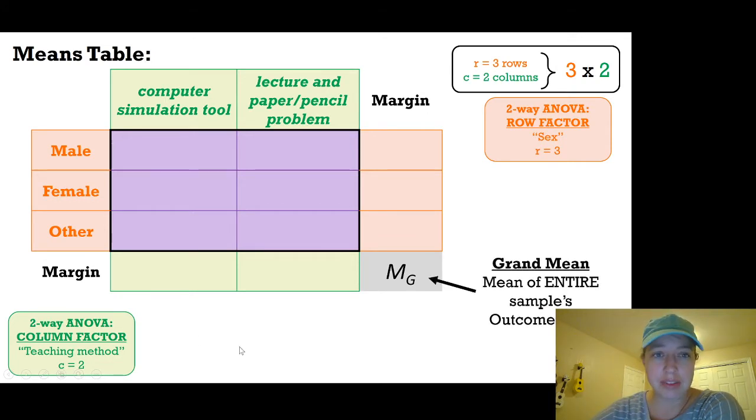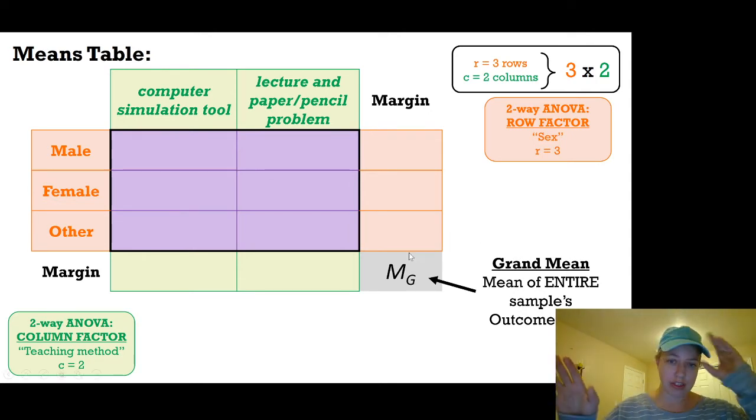When we set up the means table like this, we have 6 purple cells. The cells are the combinations, 3 by 2, 6 combinations. And then outside of those cells, those combinations, we have the margins. The margins are when we collapse across rows and collapse across columns, when we average within a strata or a subgroup. And then down here in gray, in the lower right-hand corner, we have the grand mean. This would be the average of everyone in our study.